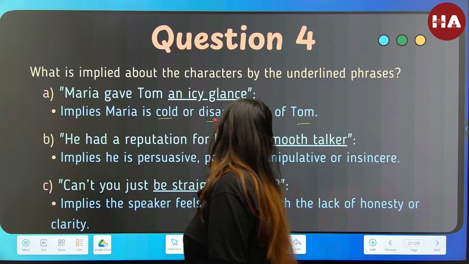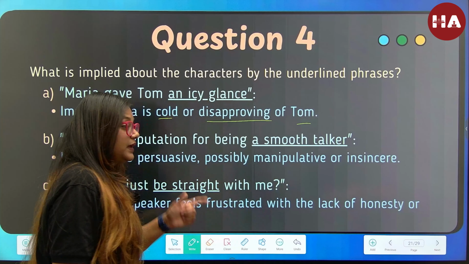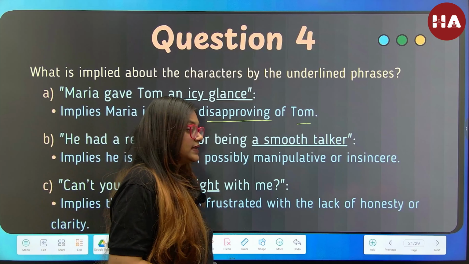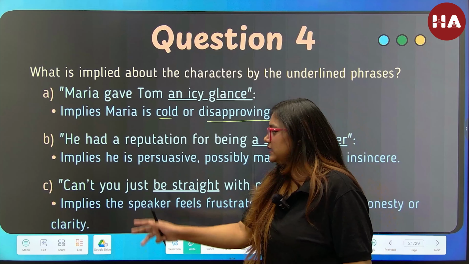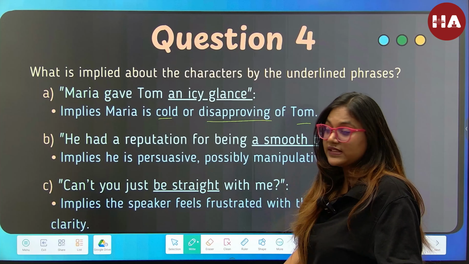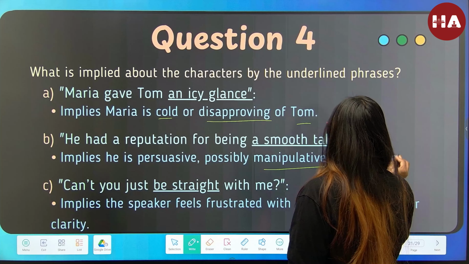He had a reputation for being a smooth talker. That means that person is manipulative, is calculative. So you can write that: he is persuasive, convincing, and manipulative or insincere.